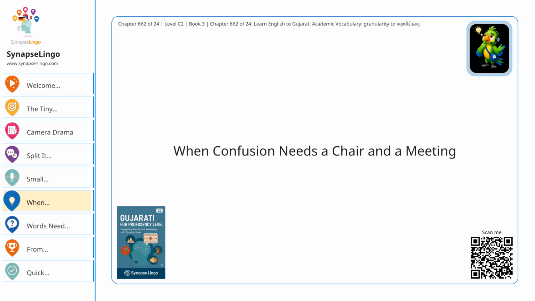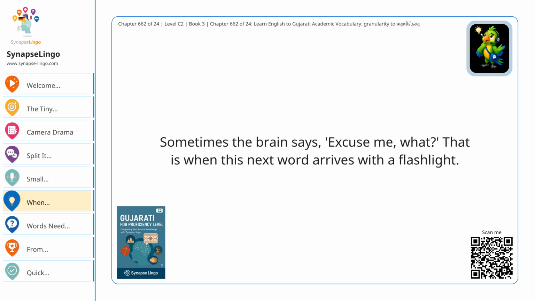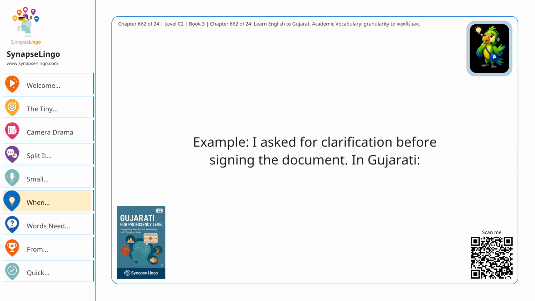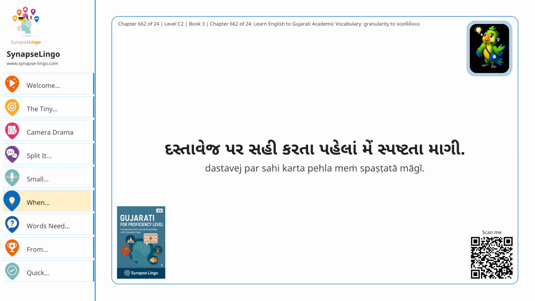When confusion needs a chair and a meeting. Sometimes the brain says, excuse me, what? That is when this next word arrives with a flashlight. Clarification is સ્પષ્ટતા. It means making something clearer. Example: I asked for clarification before signing the document. In Gujarati: દસ્તાવેજ પર સહી કરતા પહેલા મેં સ્પષ્ટતા માગી.